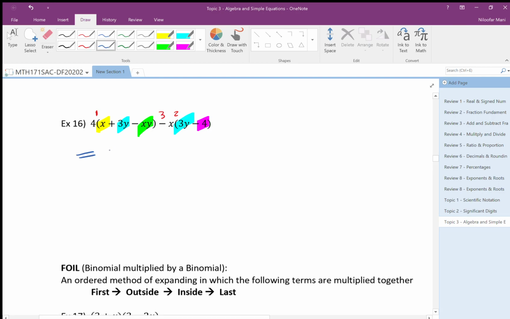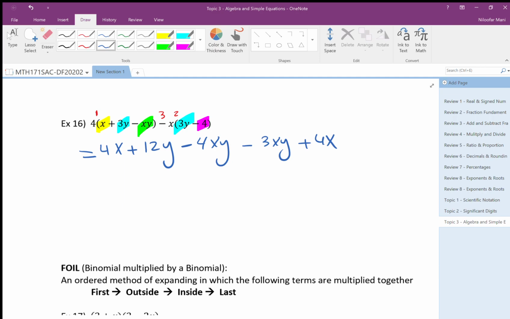So equals 4x plus 12y. Remember, you multiply with each term inside. Minus 4xy minus 3xy plus 4x. Why plus? Because I have minus minus. I have to multiply minus x with each. And see, I am doing it step by step. Otherwise, even me, after so many years of doing math, I get confused and I miss one of them, and you catch my mistake.